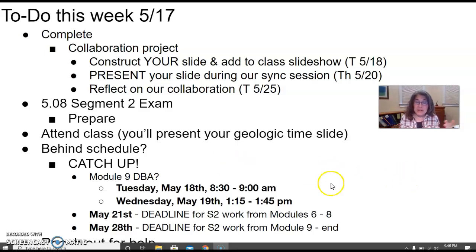And then strong reminder, if you're behind schedule, the time frame for getting caught up is very, very limited. So make sure you're really dedicating the time to do that. If you are somebody that needs to do that Module 9 reschedule, make sure you're scheduling and reserving your time in the Canvas calendar, either for this Tuesday from 8:30 to 9 or Wednesday from 1:15 to 1:45. Again, deadline for Module 6, 7, and 8 work is the 21st. Deadline for Module 9 work to the end is May 28th.